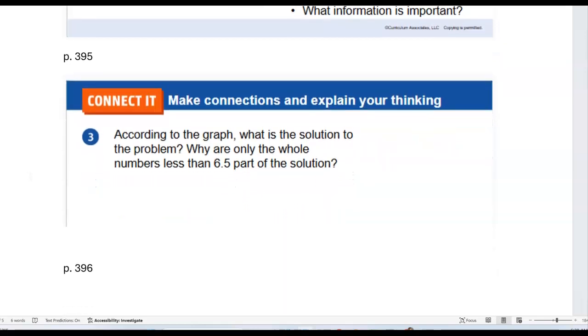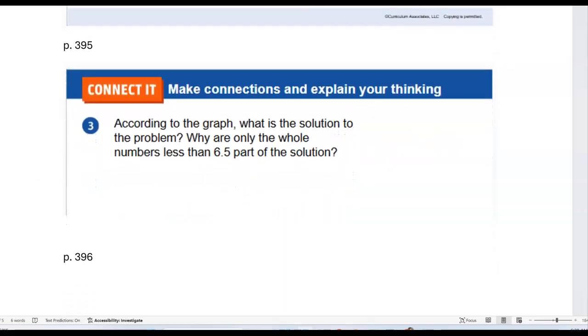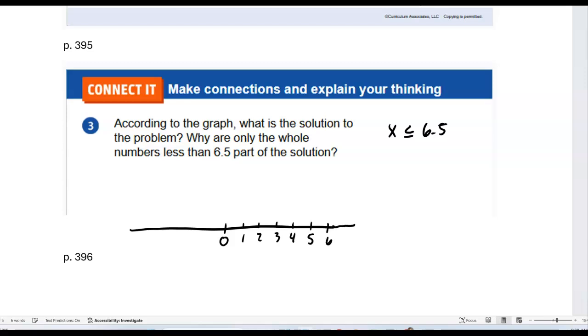Move to page 395. According to the graph, what is the solution of the problem? So let's graph this out. Remember, we got x is less than or equal to 6.5. Here's 0, 1, 2, 3, 4, 5, 6. Let's do 7. 6.5 would be in the middle of this, right? Is this an open or closed circle? Well, this would be a closed circle all the way to the left, right?